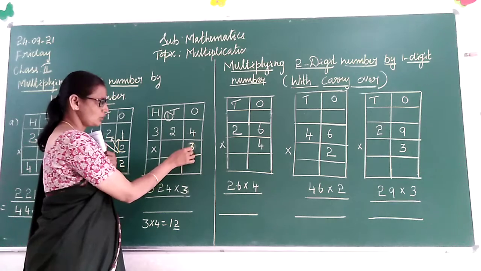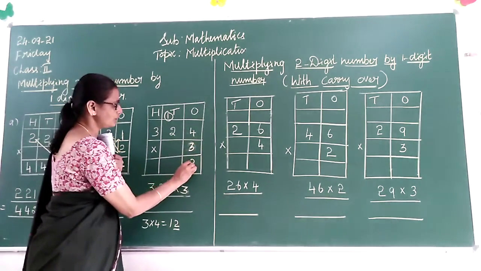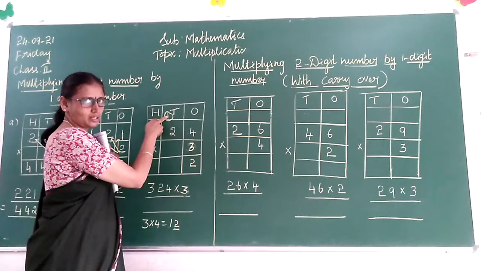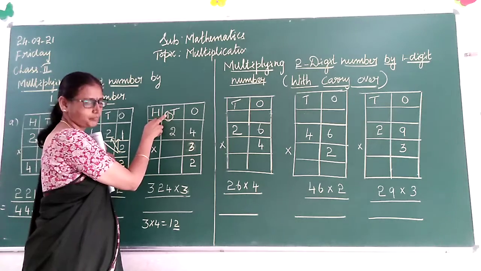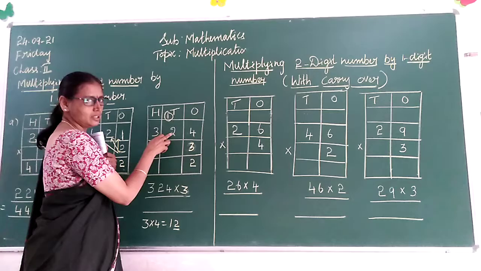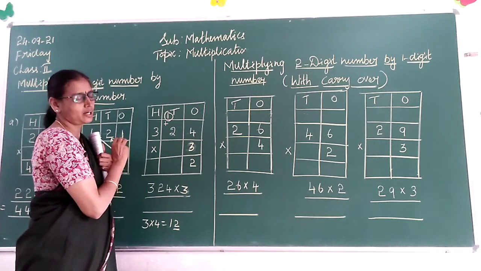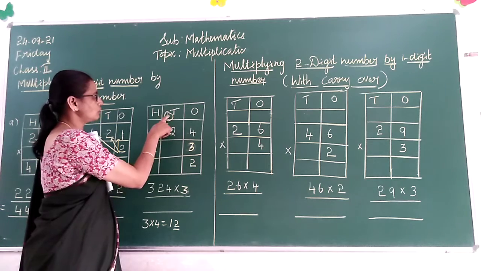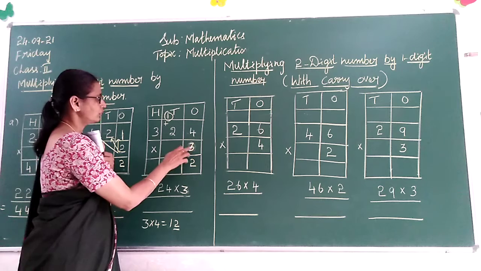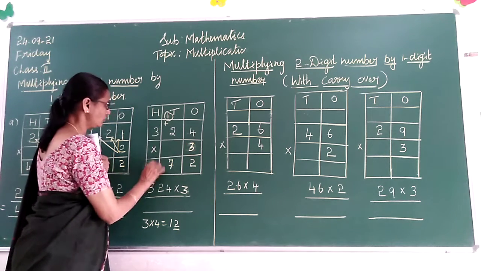See. One more time. 3 fours are 12. 2 you write in the 1's place. 1 ten is there, that 1 ten is carry over here. Next you have to multiply this 3 by 2. 3 twos are 6. Carry over, you should add, children. 6 plus 1, 7. Next step is 3 threes are 9. So write in the 100's place.